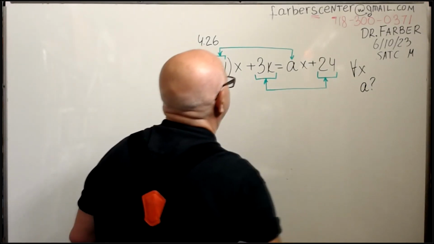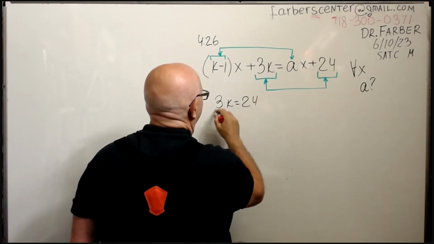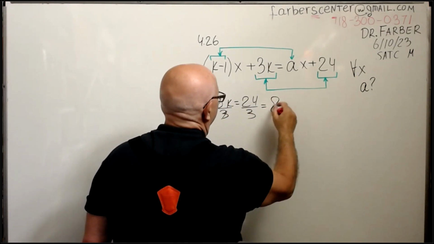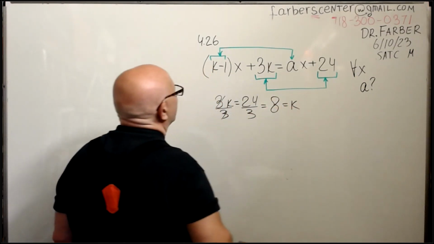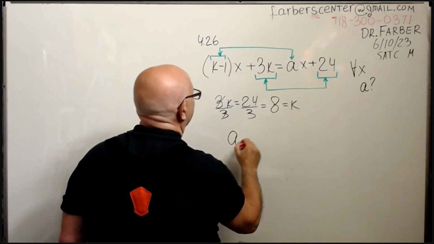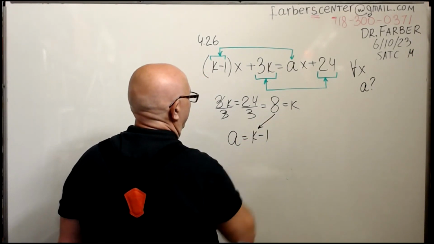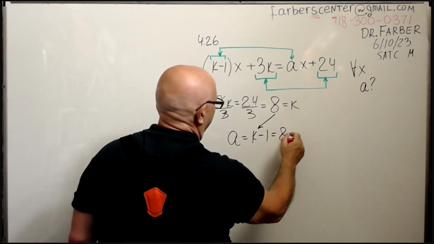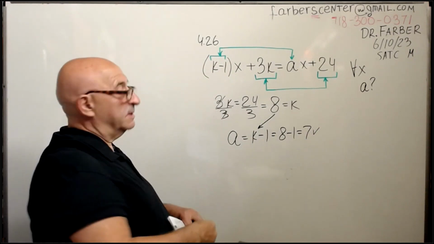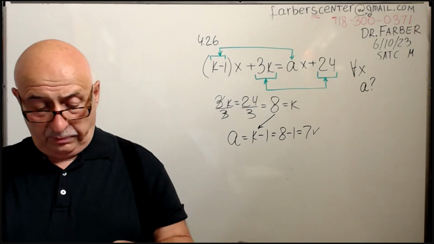Step number 1: 3k equals 24. Divide by 3, divide by 3. k equals 8. Second, a equals k minus 1. But since k equals 8, it equals 8 minus 1, which is 7. You see the same test, we have the second very similar example. 426. Who understands this 100%?